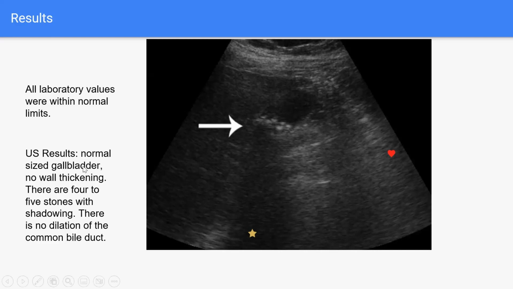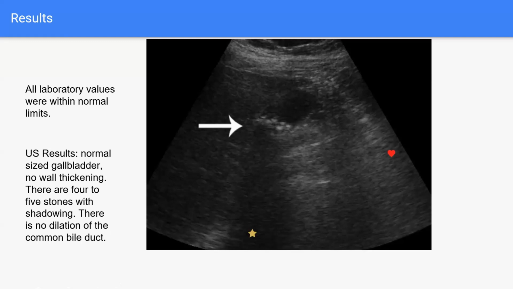Here's what the reading said. The ultrasound reading said normal size gallbladder, no wall thickening. There are 4 to 5 stones with shadowing. So shadowing is when the patient is laying in the supine position. Gravity will cause these stones to fall posteriorly, and you see this darker area under the stones. So that's shadowing.